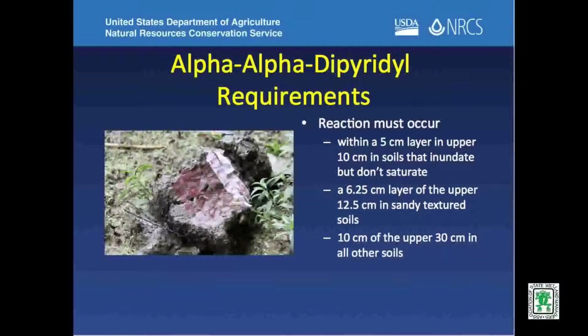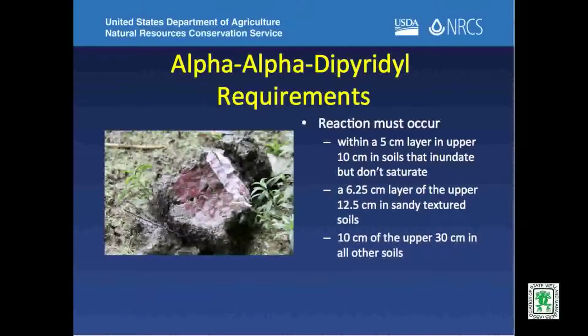The reaction must occur within a 5 centimeter layer in the upper 10 centimeters in soils that inundate but don't saturate, so your ponded soils that don't have groundwater. It needs to be a 6.25 centimeter layer in the upper centimeters in a sandy textured soil, and then 10 centimeters of the upper 30 centimeters in all other soils.